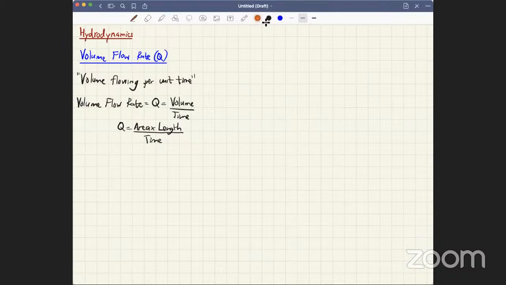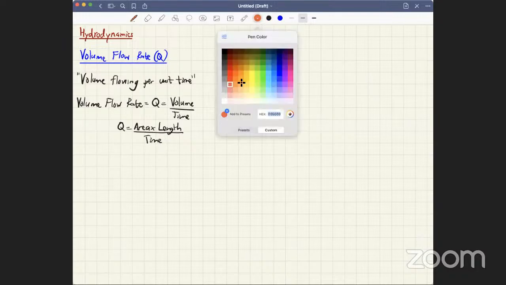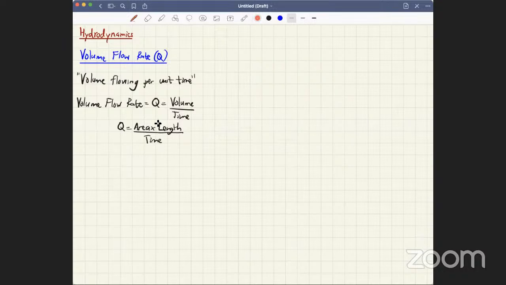Now what is length over time, people? When you divide length by time, what do you get? Anybody? Velocity. Yes, velocity or speed.